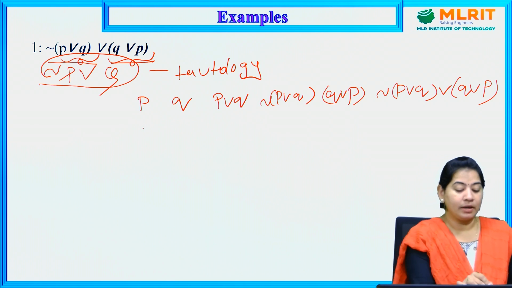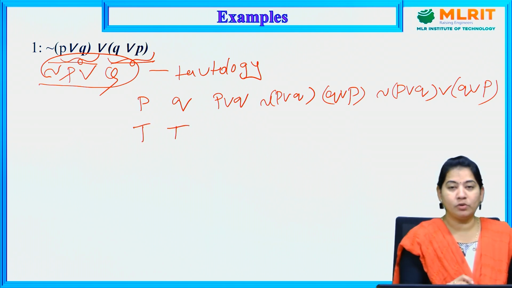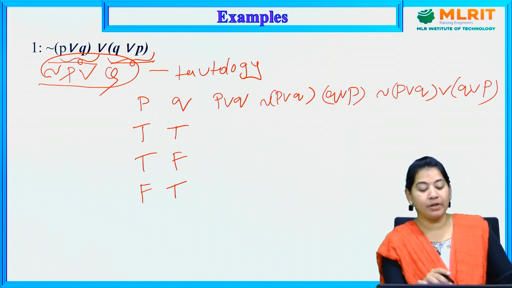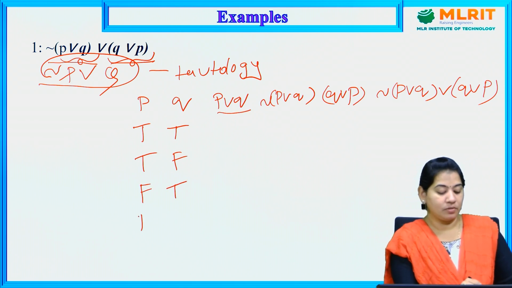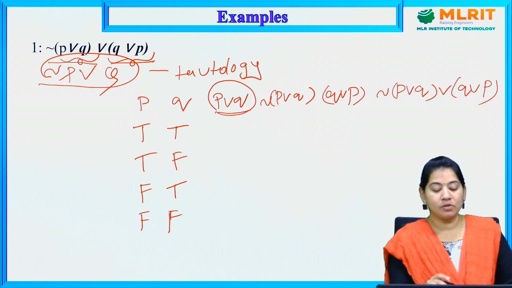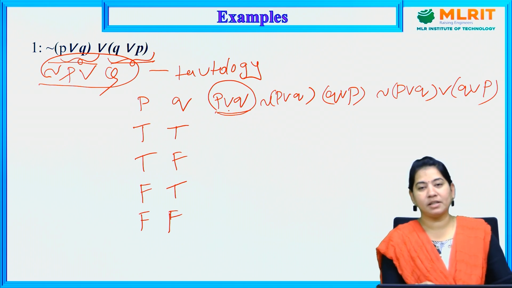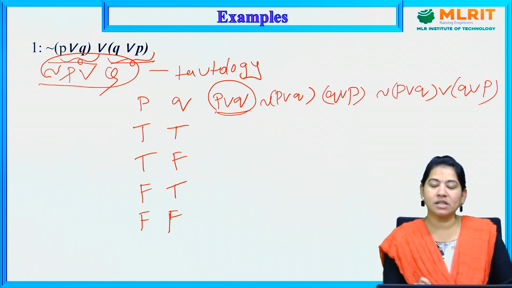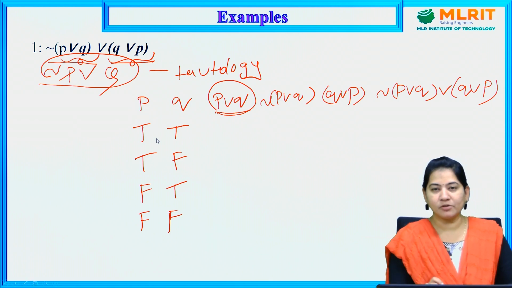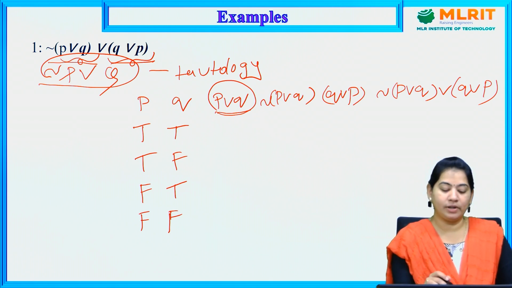Now let us fill in the truth values: true, true, true, false, false, true, and for the fourth row, false, false. Next we have P or Q. Here OR is nothing but disjunction. The condition for constructing the truth table for disjunction is that even if one statement is true, the resultant truth value will be true.